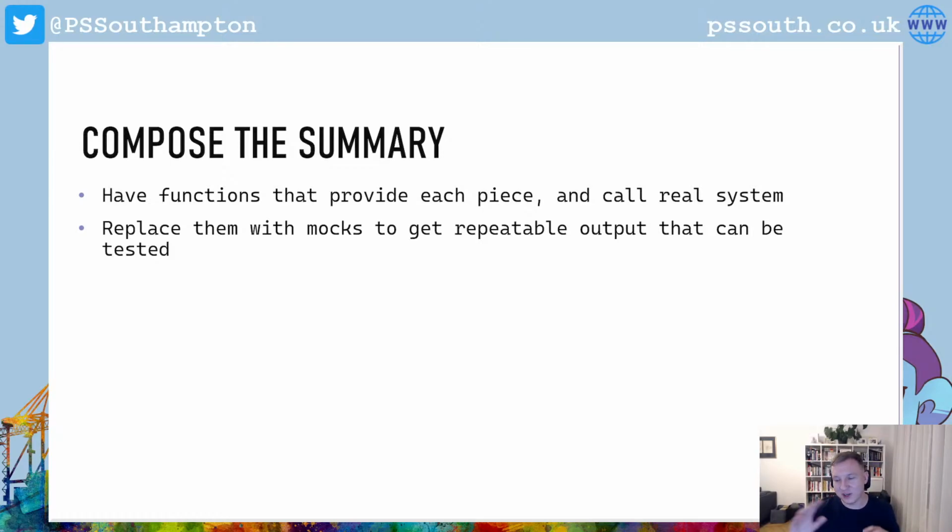You probably don't want to test your internals too much, as long as you know that if I do this, it will give me the correct output, because then you can refactor easily. I can rename all my internal functions and most of my tests will probably run. I'm looking way too much even into this module just to be able to show you some of the pieces. So compose the summary. Have functions that provide each piece and call real systems, and then replace them with mocks to get repeatable output that can be tested. That's very generic. It looks like this in my code.